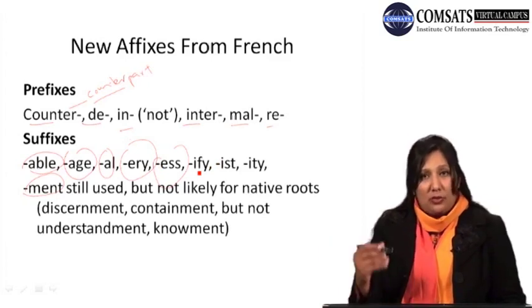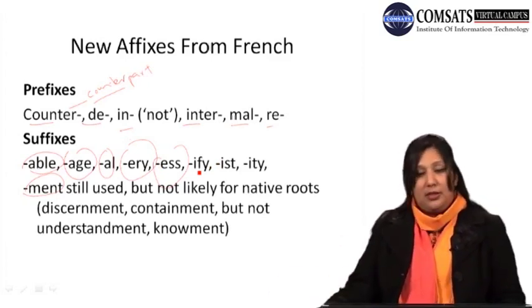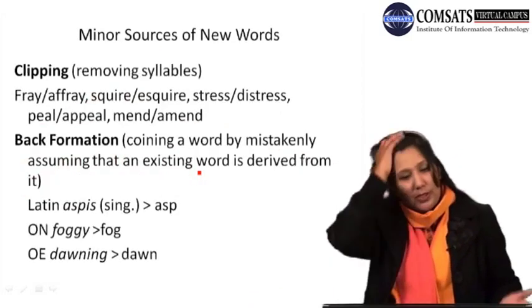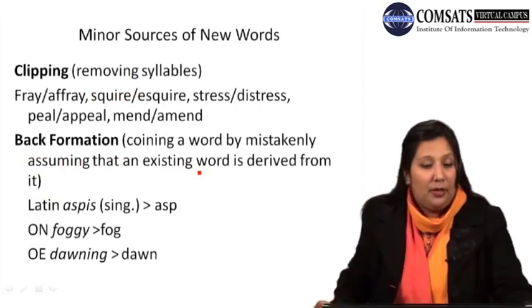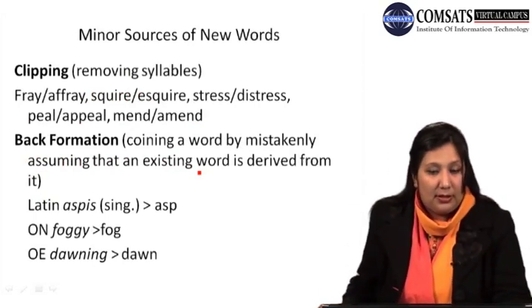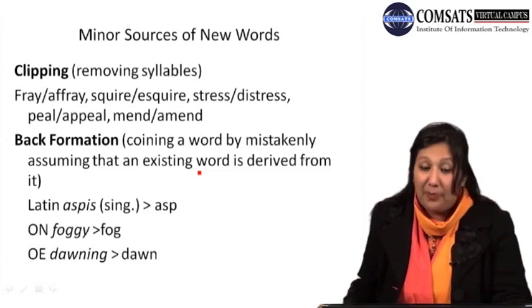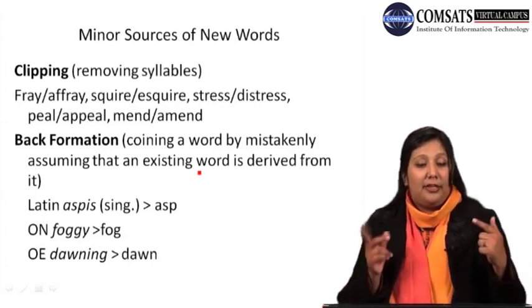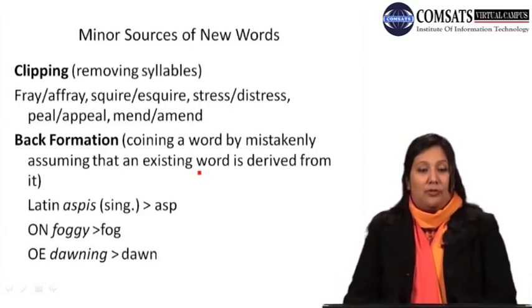And so the things continue for long. These are the suffixes, and by prefixes, suffixes, and affixes we can make a lot of new words. Yes, then some minor sources of the new words were also there. For example, the minor sources like clipping, where the new words were found by removing some of the syllables. For example, fray. In affray we removed the syllables and found the word fray.